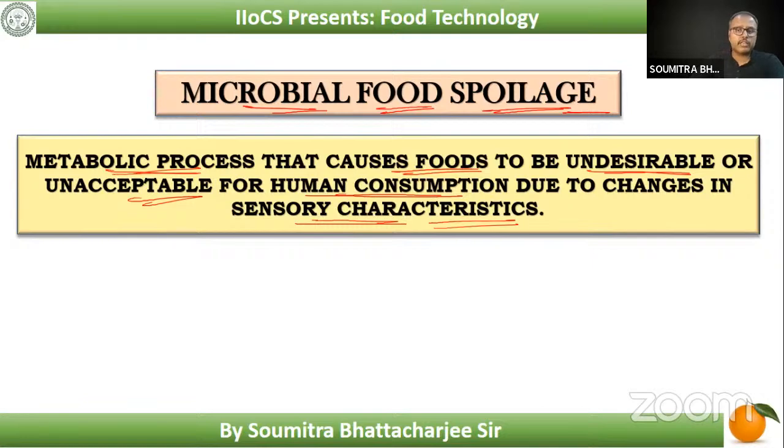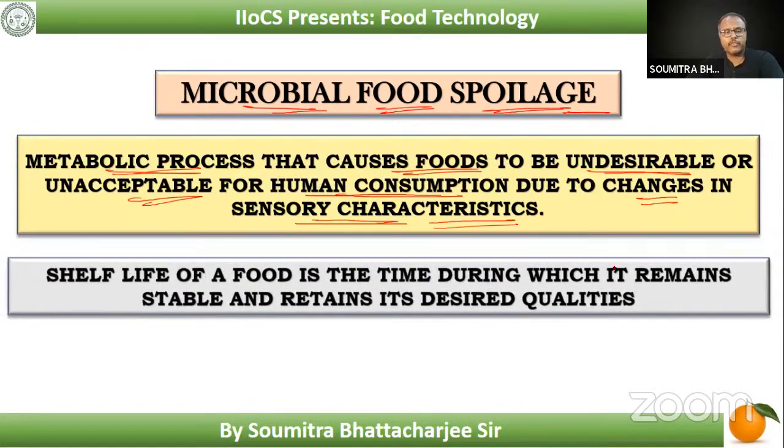Ultimately, spoilage, meaning what we say in Hindi, khana sad gaya hai, the food has rotted. So food spoilage means the microbes are able to grow faster within the food. When they show faster growth within the food, automatically they show faster metabolic processes, and the food becomes undesirable or unacceptable for human consumption. Human consumption is not possible there. And there is a change in the sensory characteristics, because of which this happens.